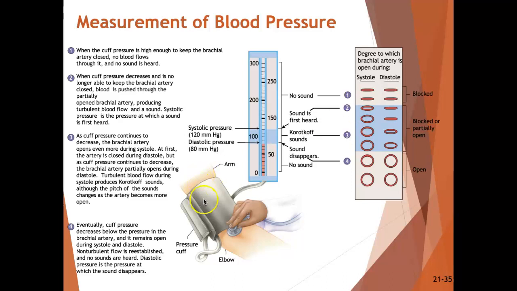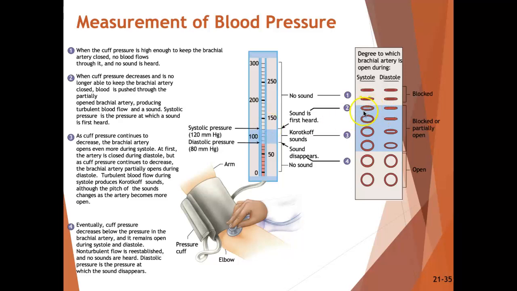Then when our cuff pressure decreases and we're not able to keep our brachial artery closed anymore, we can see in systole, that is when the first sound is heard. At that point, that is what we would record as our systolic blood pressure.